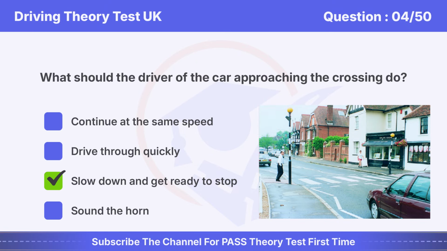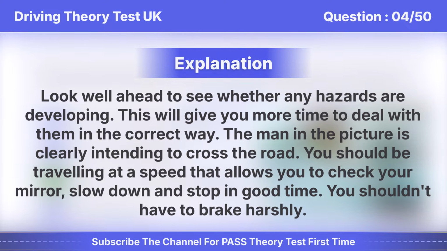Answer is C. Slow down and get ready to stop. Look well ahead to see whether any hazards are developing. This will give you more time to deal with them in the correct way. The man in the picture is clearly intending to cross the road. You should be traveling at a speed that allows you to check your mirror, slow down and stop in good time. You shouldn't have to brake harshly.